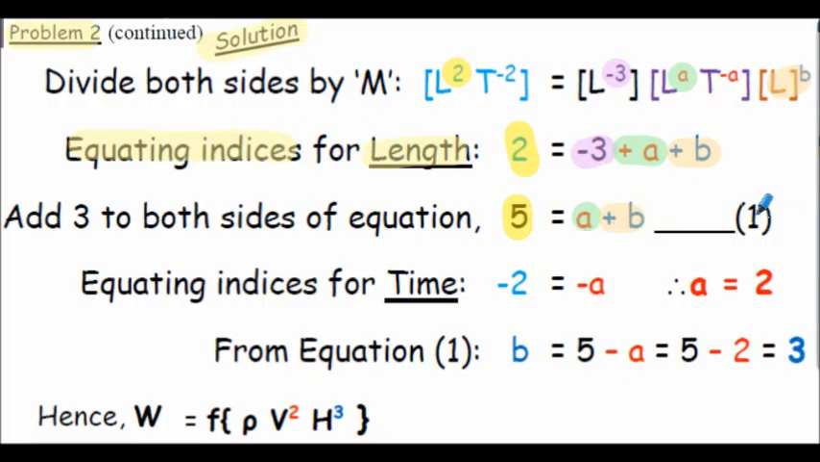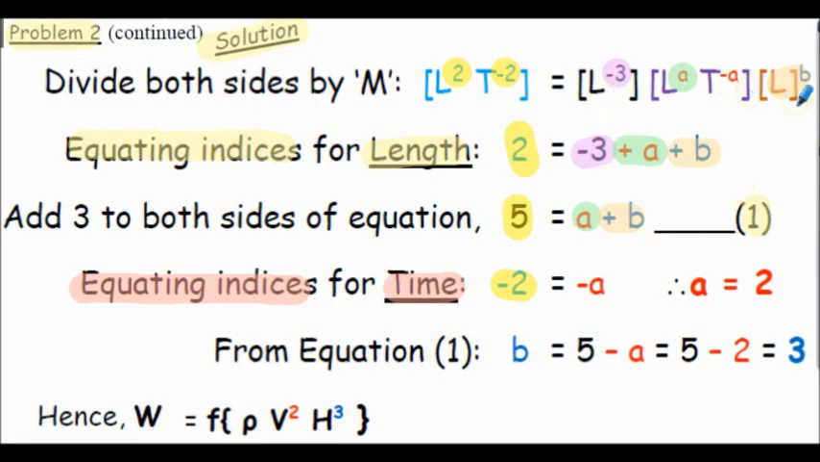I've labelled that as equation 1 for reference. I can't solve that directly, I have two unknowns in one equation, so that cannot be solved. So I need to generate another equation, so this time I'm going to equate the indices for time. Again, on the left hand side now, I have T to the negative 2, so there's my negative 2.